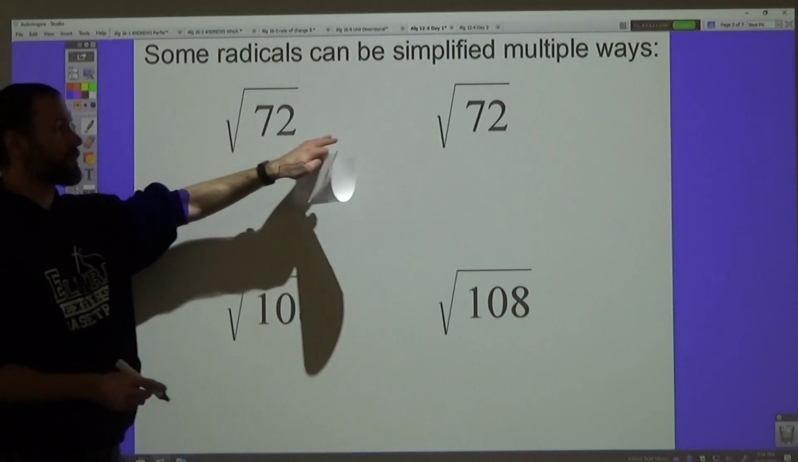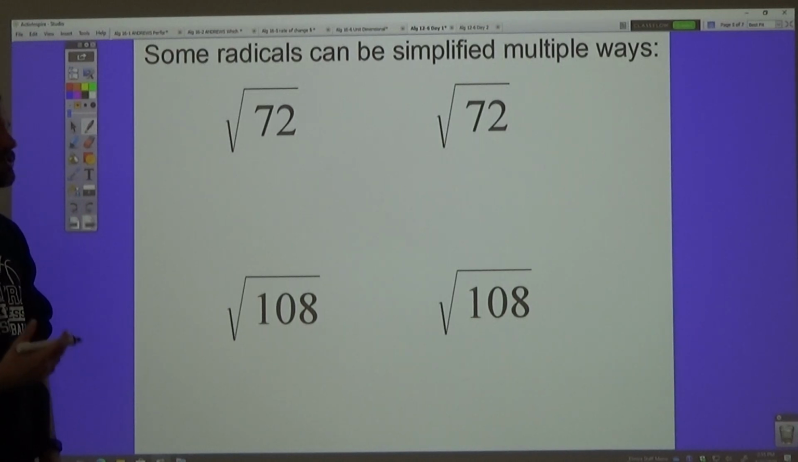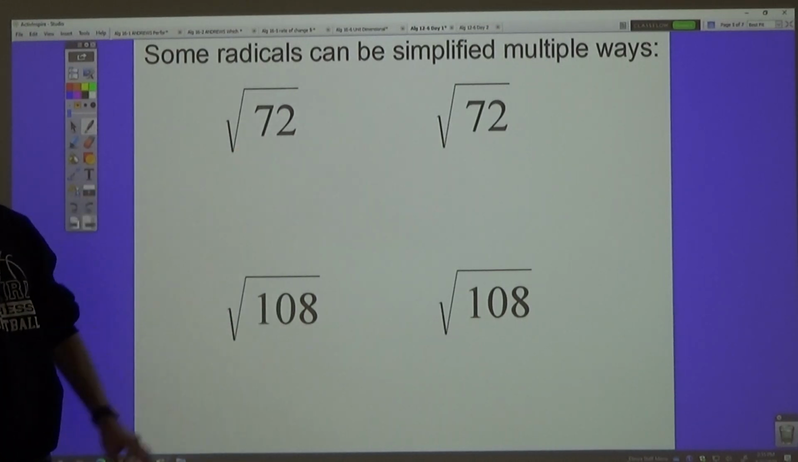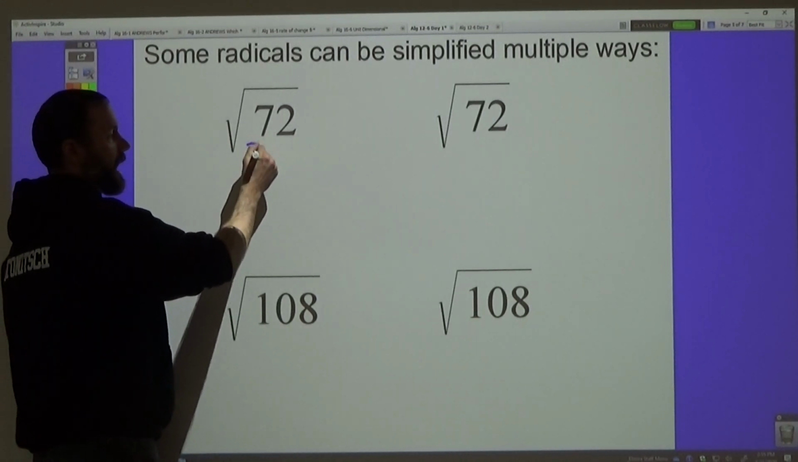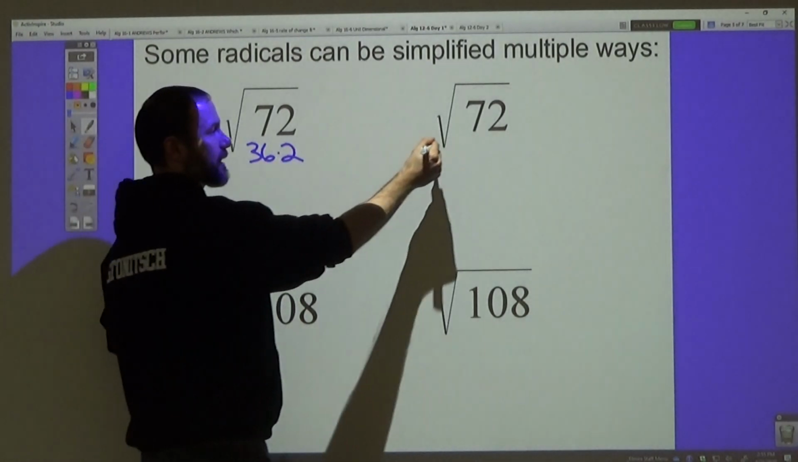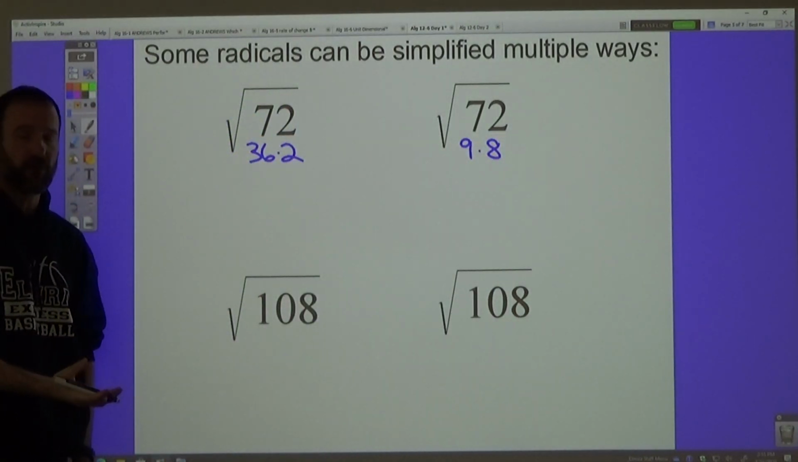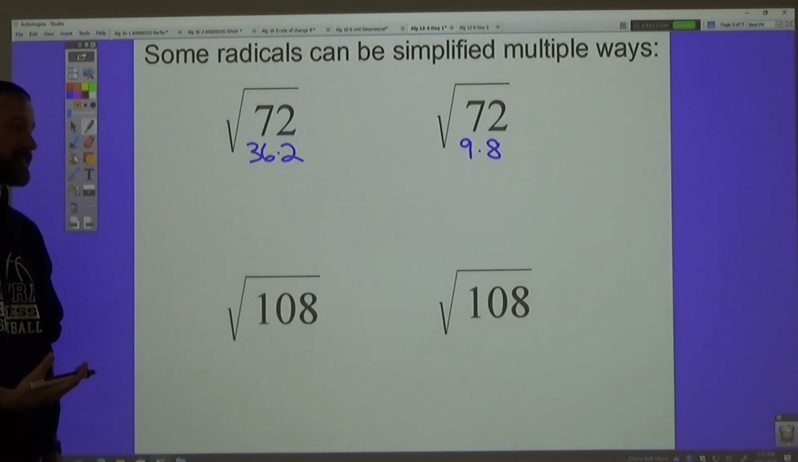So why do I have the square root of 72 twice? Well, some of these you can do in multiple ways. What times what is 72? Well, I could do it this way, using 36 and 2. I could also do it this way, using 9 and 8. I'm going to show you two different ways to do this one. You'll get the same answer in the end.